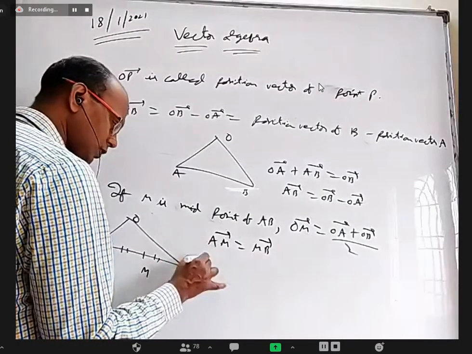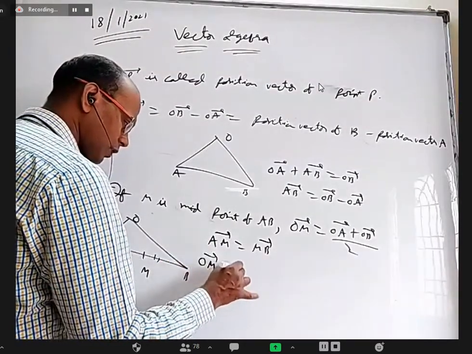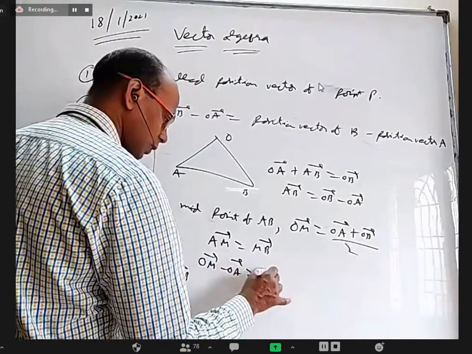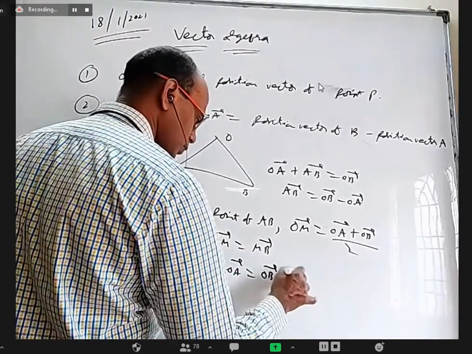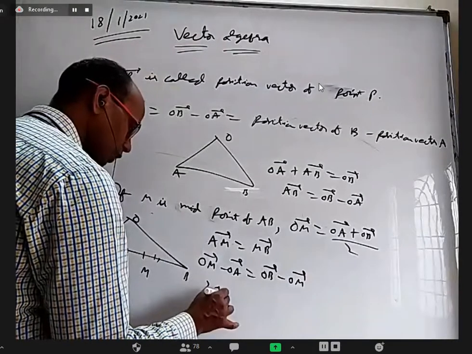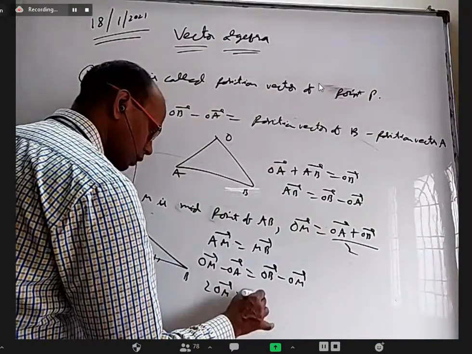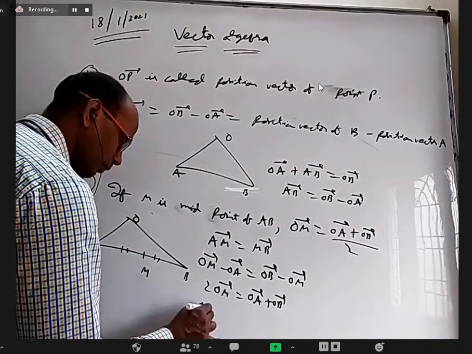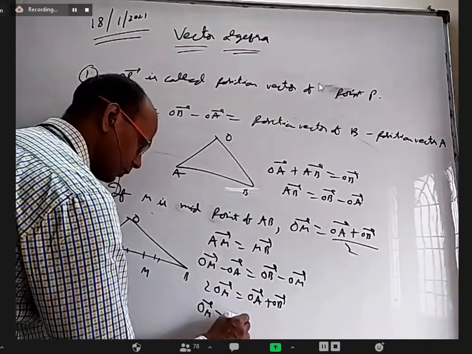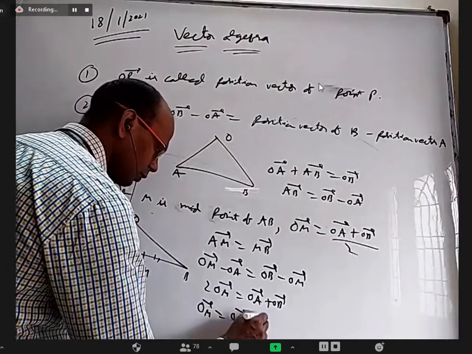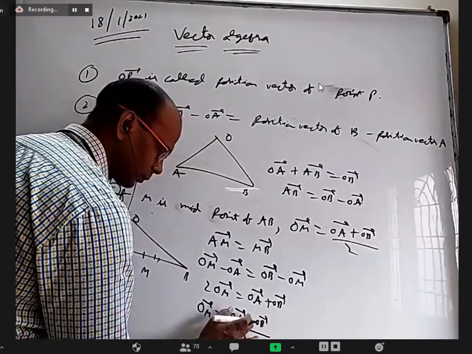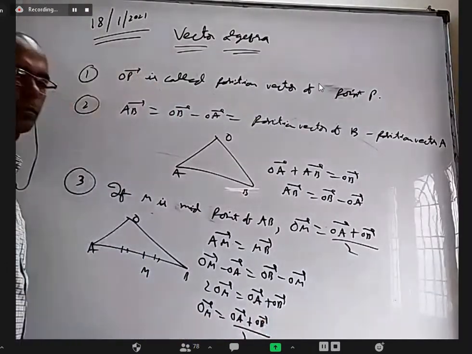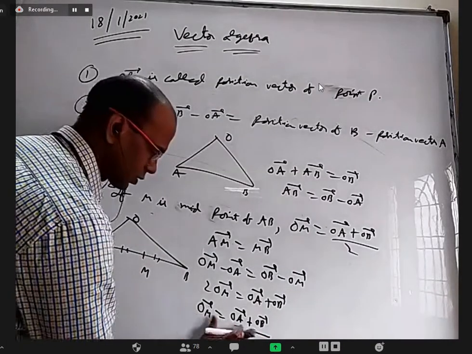And AM bar is position vector of M minus position vector of A. MB bar is position vector of B minus position vector of M. When I bring them together, 2 times OM bar is OA bar plus OB bar. When I divide by 2, OM bar is OA bar plus OB bar by 2. Okay, that's how we derived this formula.